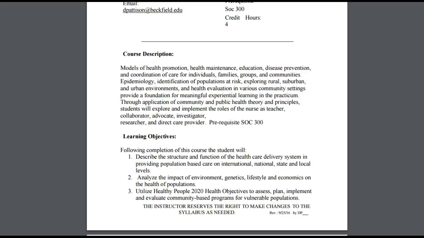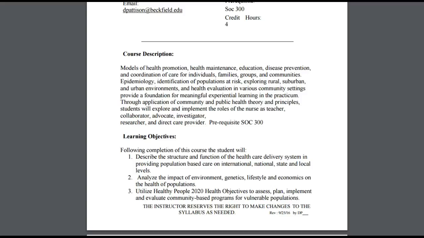Alright, so course description: models of health promotion, health maintenance, education, disease prevention, and coordination of health care for individuals, families, groups, and communities. We're going to be looking at epidemiology, identification of populations at risk, exploring rural, suburban, and urban environments, and health evaluation in various community settings, and providing a foundation for meaningful experiential learning in the practicum.